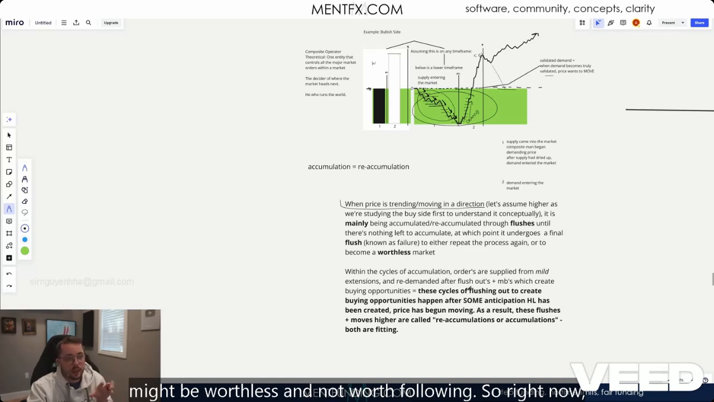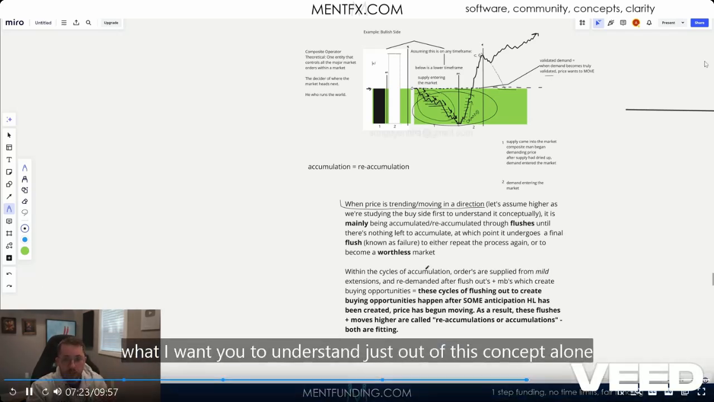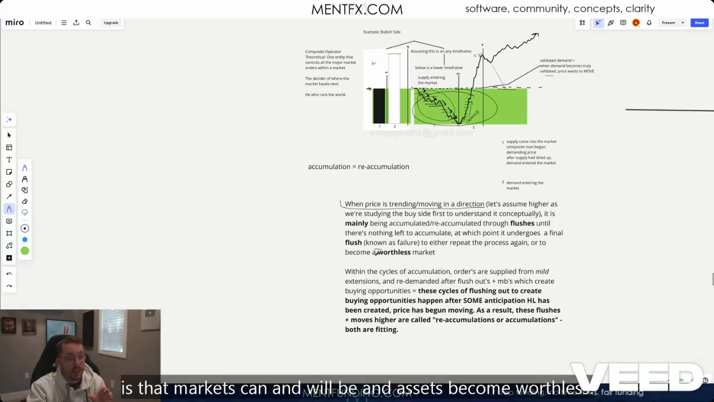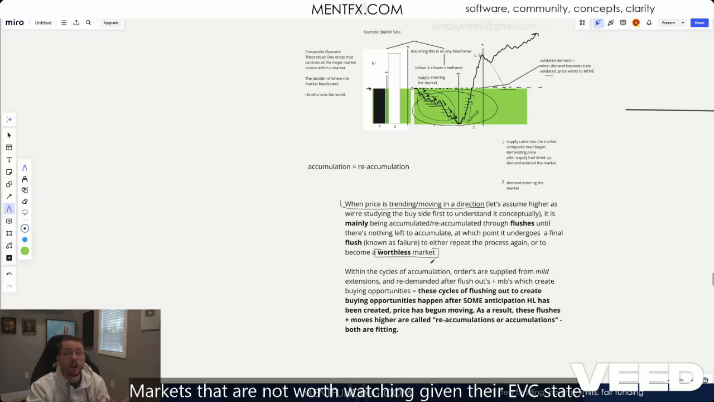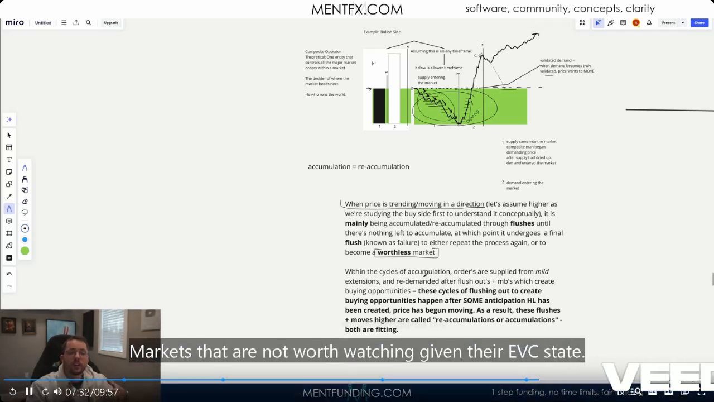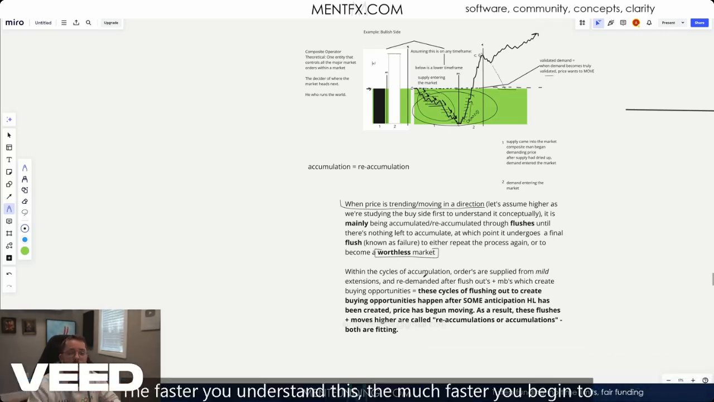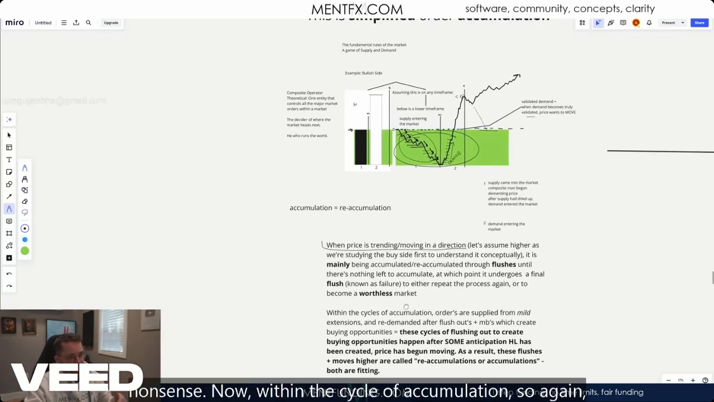So right now, what I want you to understand just out of this concept alone is that markets can and will be, and assets become worthless. Markets that are not worth watching given their EVC state. The faster you understand this, the much faster you begin to progress because a lot of people think they need to be locked in to one market and one market only. This is nonsense. Now, within the cycle of accumulation, so again, this is what you can call the beginning of a cycle. Very simple, okay?